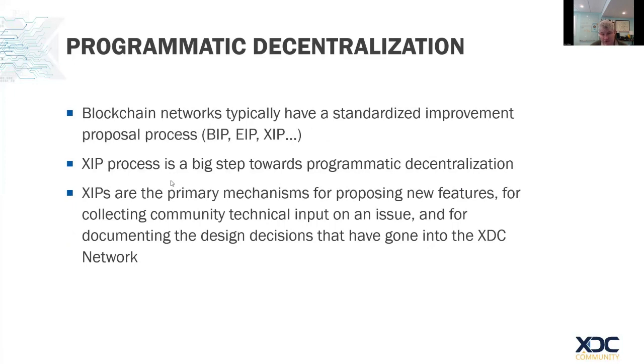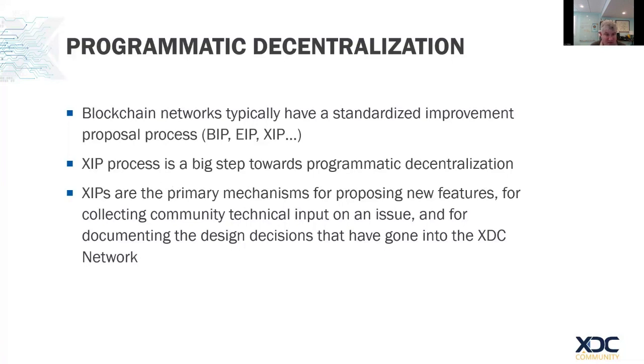So Jonathan mentioned earlier the XIP process, which is a process that the XDC community has put in place for the XDC network. It is a standardized improvement process. And like Jonathan mentioned, there's nothing unique or novel here. We literally forked the Ethereum improvement process. Ethereum forked the Bitcoin improvement process. And Bitcoin forked the Python improvement process. So there's nothing novel, but it is very necessary, right?